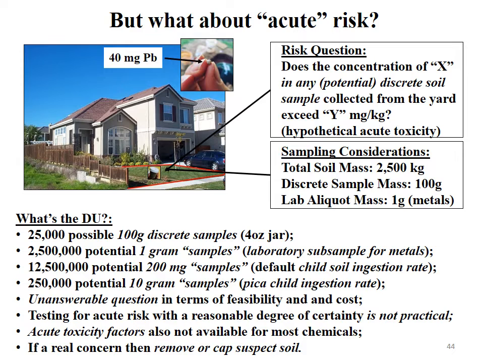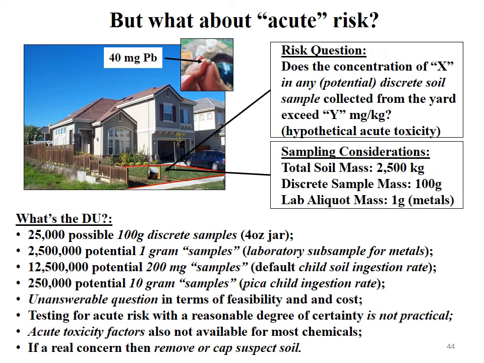It's pretty small, 20 feet by 20 feet, but about 2,500 kilograms of soil. Think about that, a discrete sample is about 100 grams. Laboratory aliquot for metals is only 1 gram. That's a pinch. So we have our risk question. The next question is, what's our decision unit? So from a discrete sampling standpoint, 100-gram samples, there are 25,000 potential 100-gram discrete samples in this front yard. How many of those do you need to test to have any confidence that no discrete sample in that front yard would exceed your acute screening level?